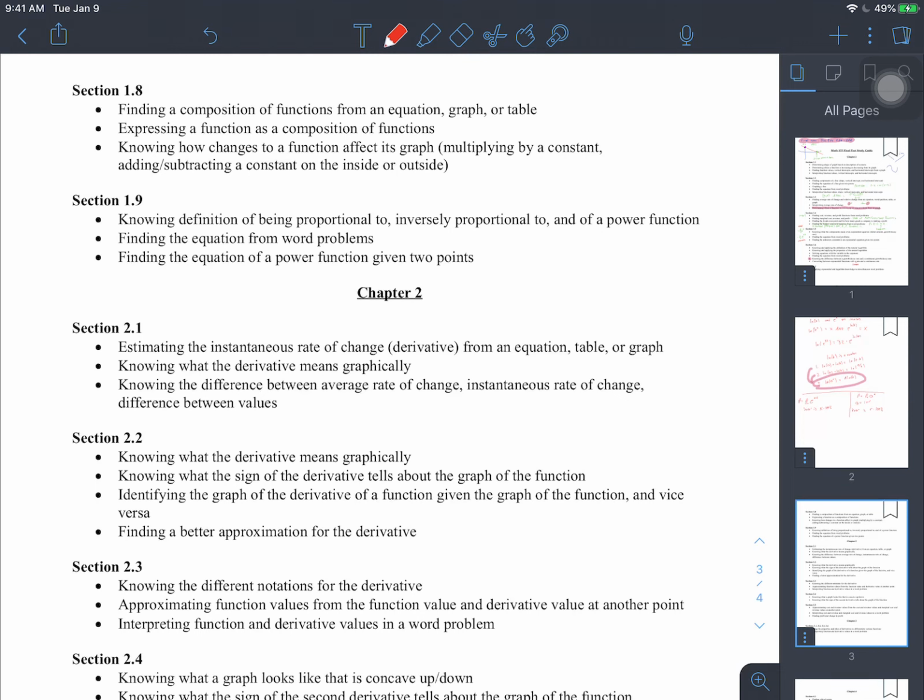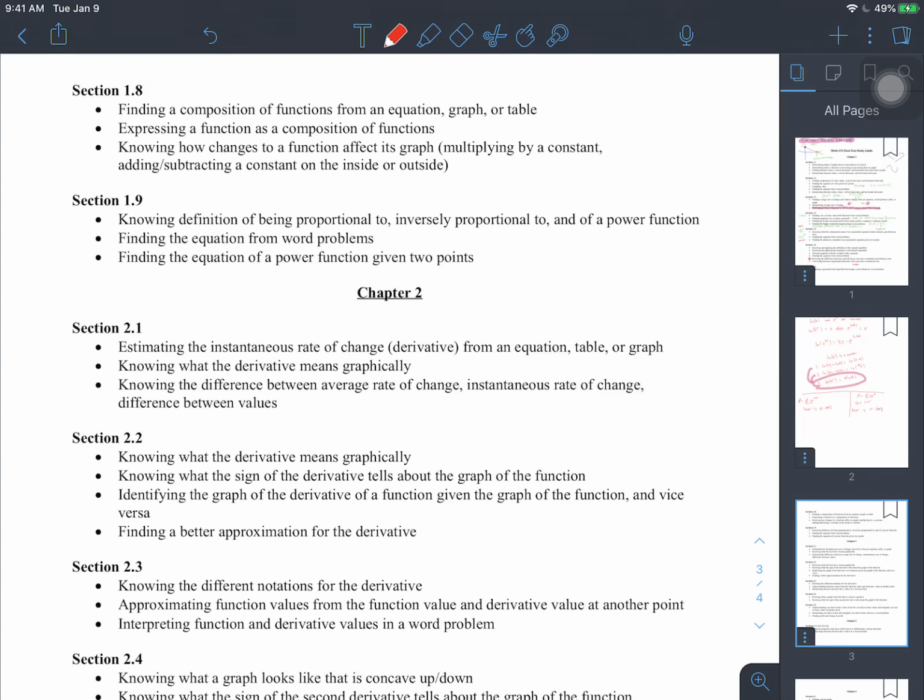Okay, section 1.8, we learned about composing functions, so we should know how to do f of g of x and so on and so forth, and we should know how to express a function as a composition of functions. We should know how changes to a function affect its graph, so we should know how, for example, vertical stretches work, horizontal stretches, horizontal shrinks, vertical shifts, horizontal shifts. We should know all of these graph transformations and how they are going to affect the graph of f of x.